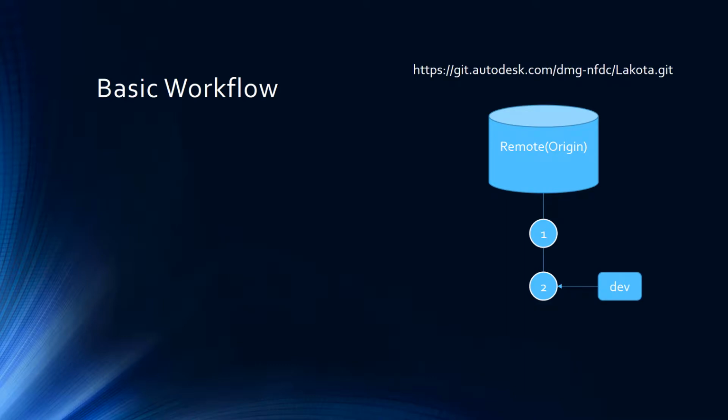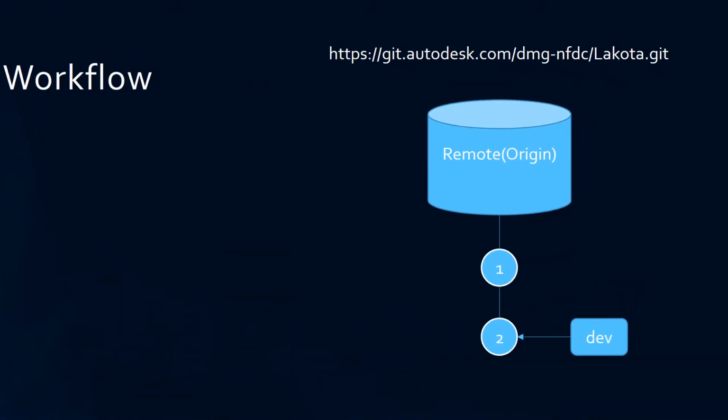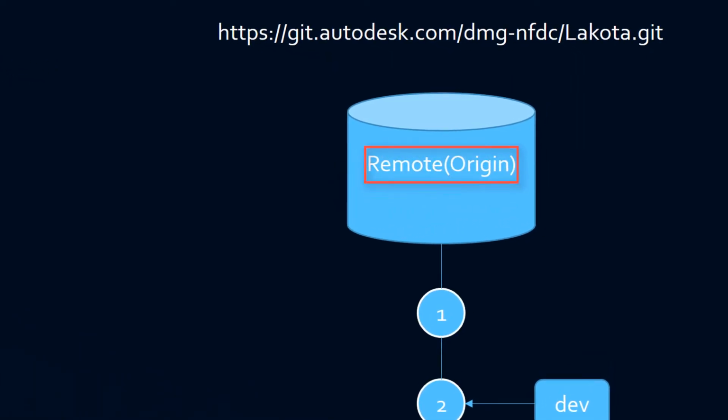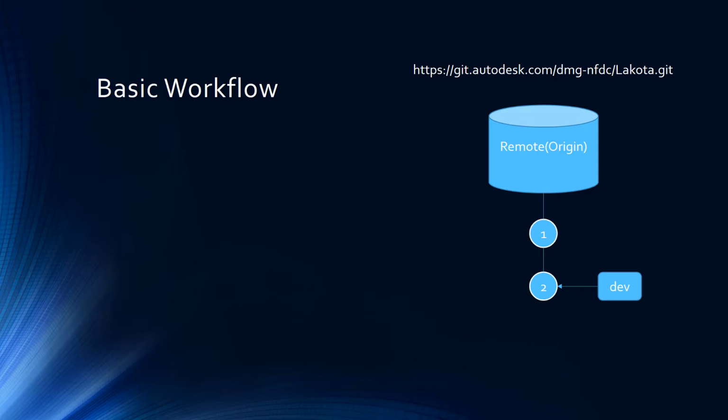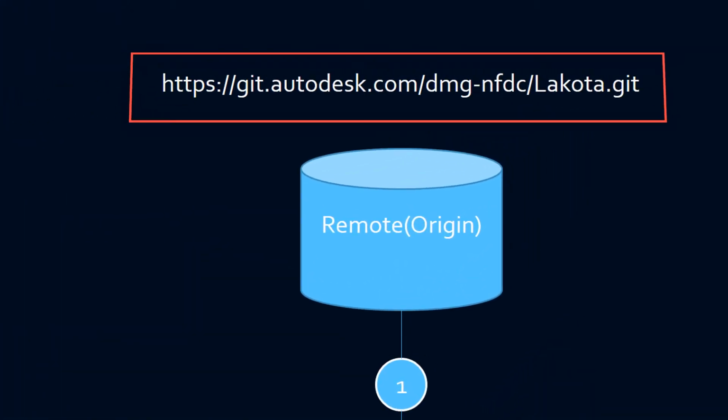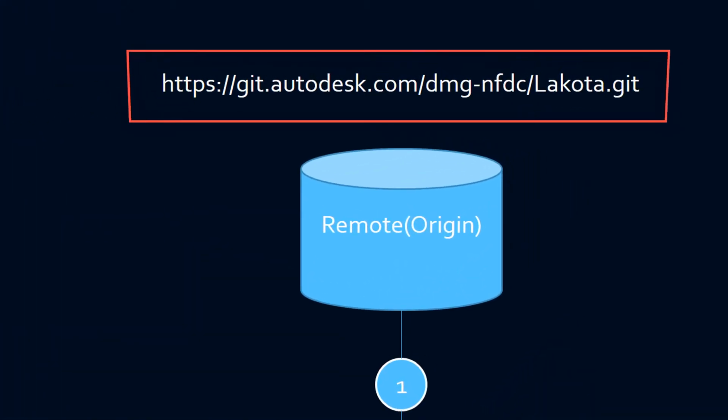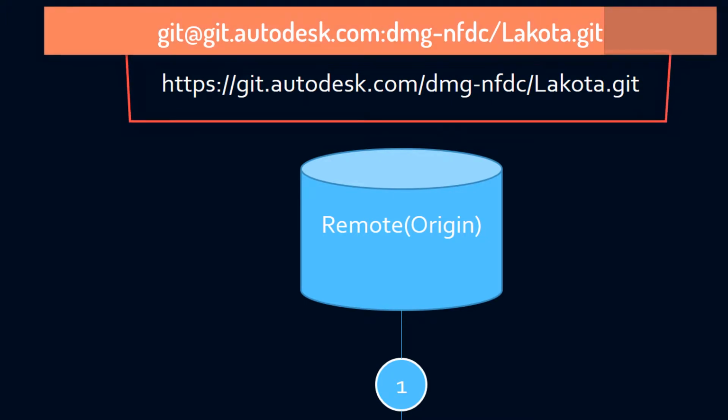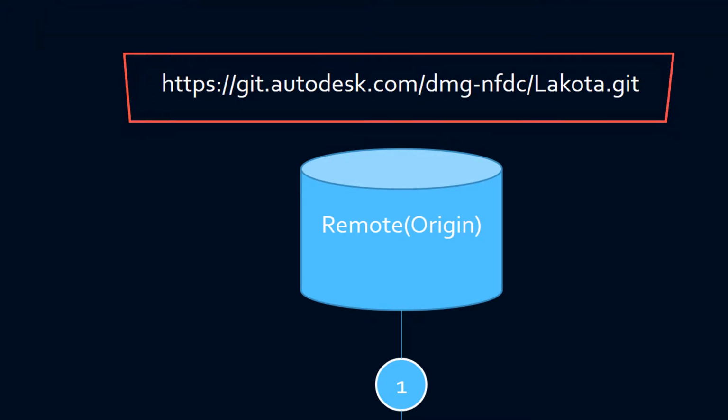Usually, we have a remote repository. We call it origin. We can get access to the repository by its URL. Either HTTPS protocol or SSH protocol works. For example, we have a remote repository at the following URL. This is where we clone source code and where to push our changes.